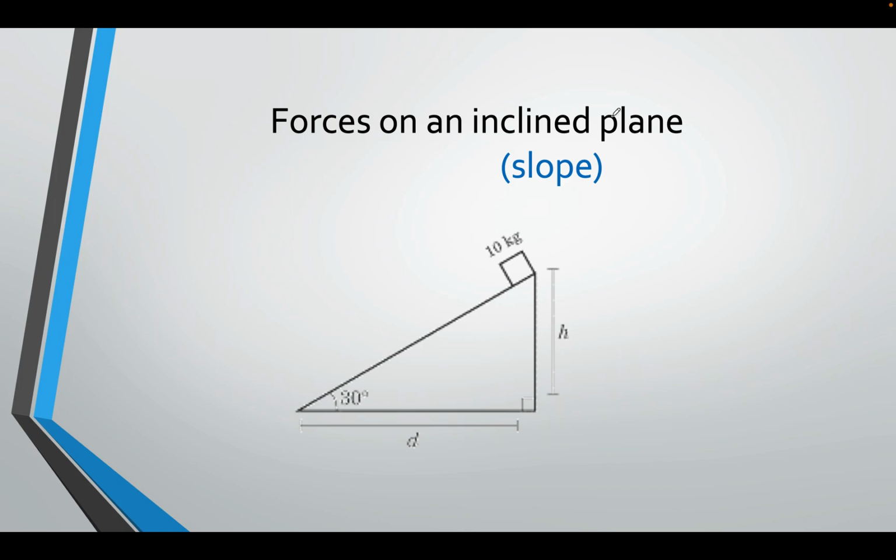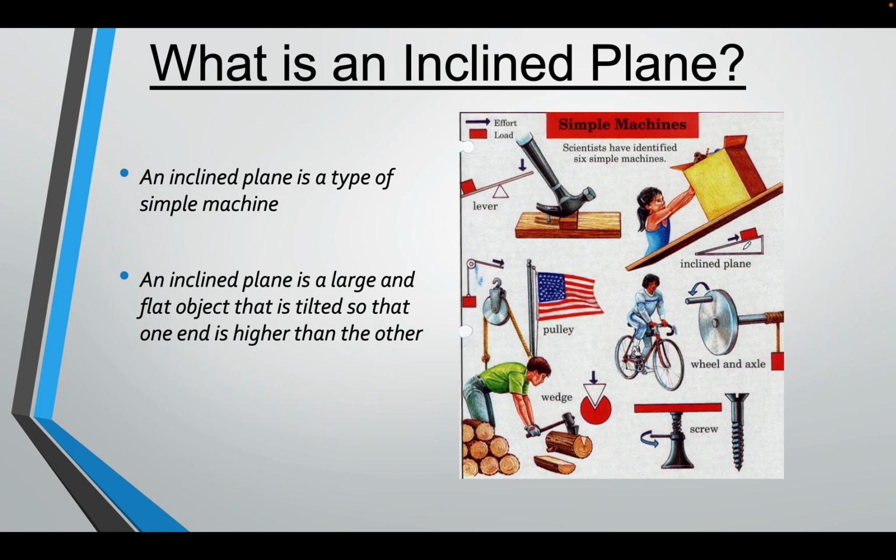All right, so forces on an inclined plane. An inclined plane is simply a slope. You put something on a slope, obviously it will go down the slope. It is a type of simple machine. We don't really need to know all the different simple machines. There are levers, pulleys, wedges. We just need to know the inclined plane. It makes life easier for us.